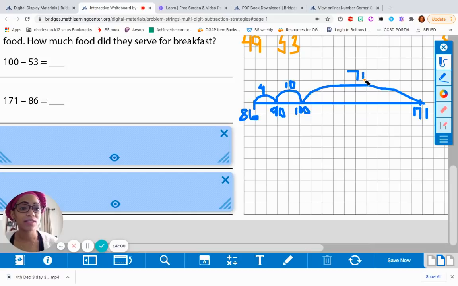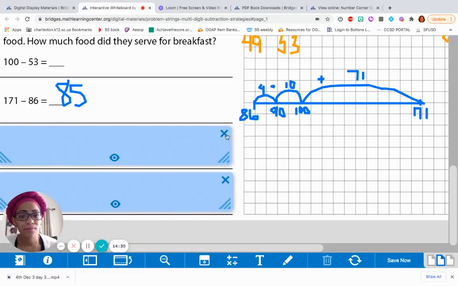So where's our answer? It's up here. What is our answer? 71 plus 10 is 81, plus 4 is 85. If you got 85 as your answer, great job. See if I use a different strategy. All right. Well, let's look at the next problem.